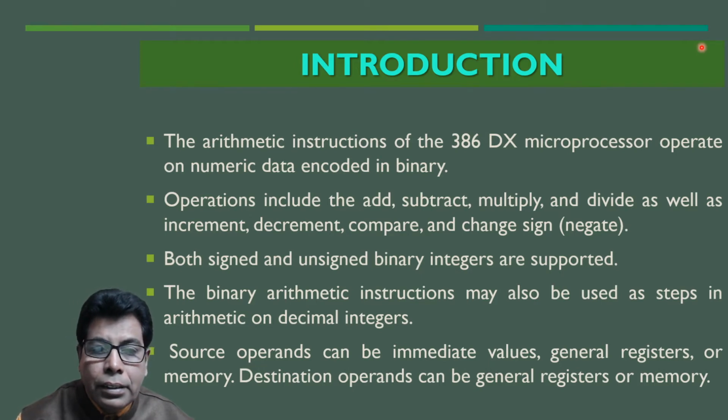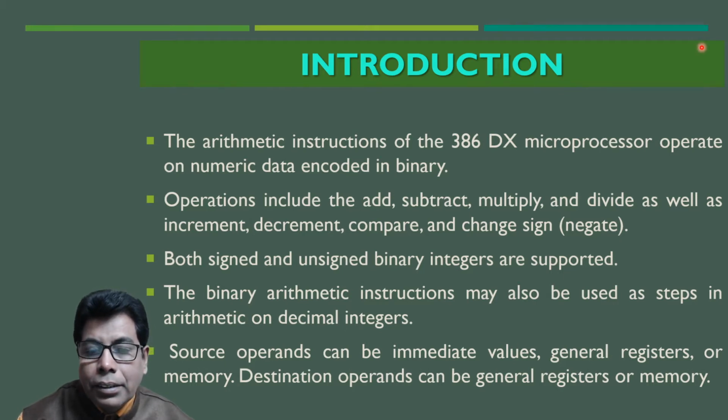The binary arithmetic instructions may be used as steps in arithmetic on decimal integers, because when we perform decimal arithmetic, at that time we make use of the binary arithmetic instructions, and then only arithmetic on decimal integers will be possible. Here the source operands can be immediate values, that means the values directly given in the instructions.